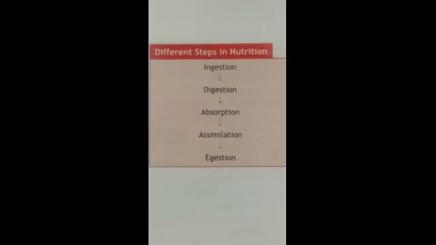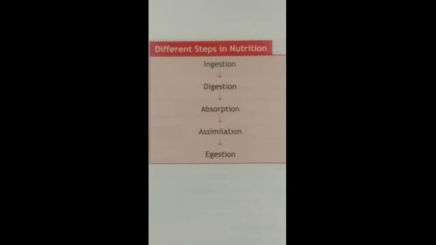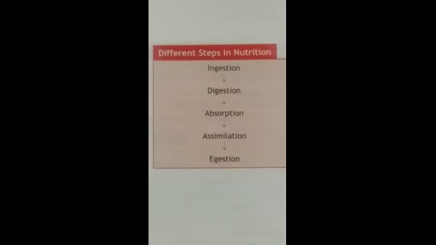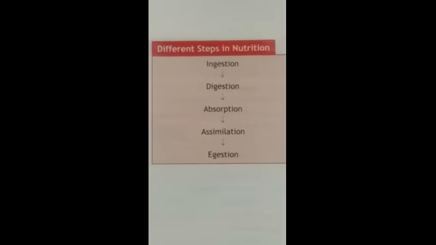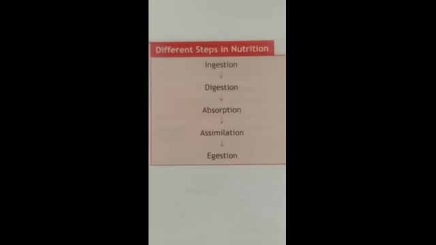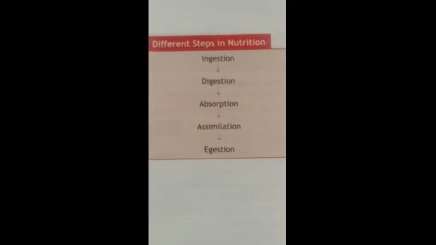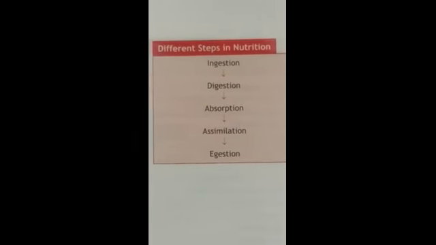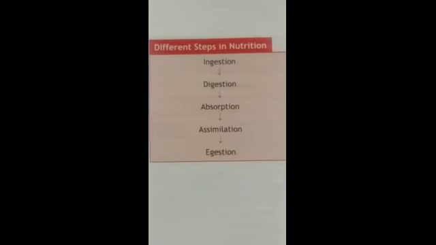Now we will discuss absorption. Absorption is the process by which the digested nutrients are taken into different parts of the body by the circulatory system through blood. With the help of blood, the cells in the body then absorb these digested food molecules and utilize them.